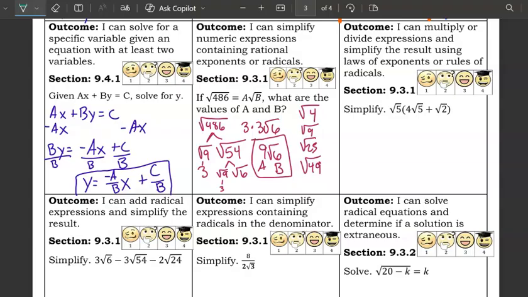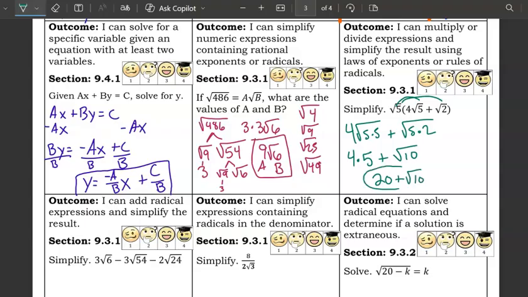Outcome: I can multiply or divide expressions and simplify the result using law of exponents or rules of radicals. Simplify square root 5 times (4 square root 5 plus square root 2). We'll distribute that square root 5 into each of those square roots to get 4 times the square root of 5 times 5, plus the square root of 5 times 2. So then we have 4 times 5 plus the square root of 10. We have 20 plus the square root of 10, and that would be our simplified expression.